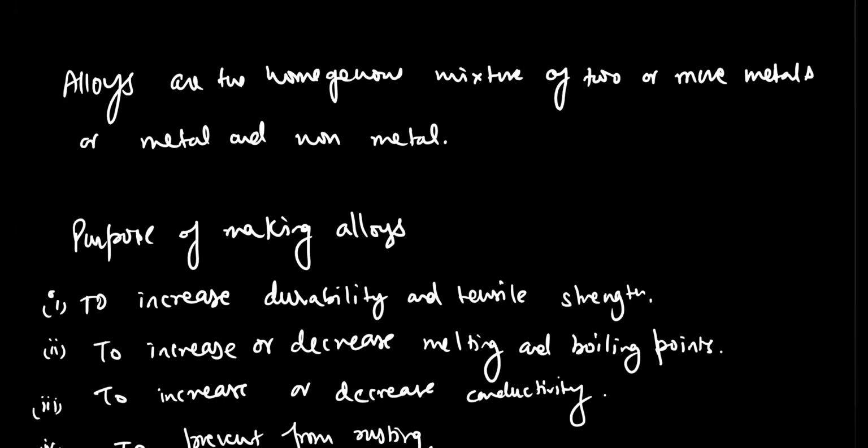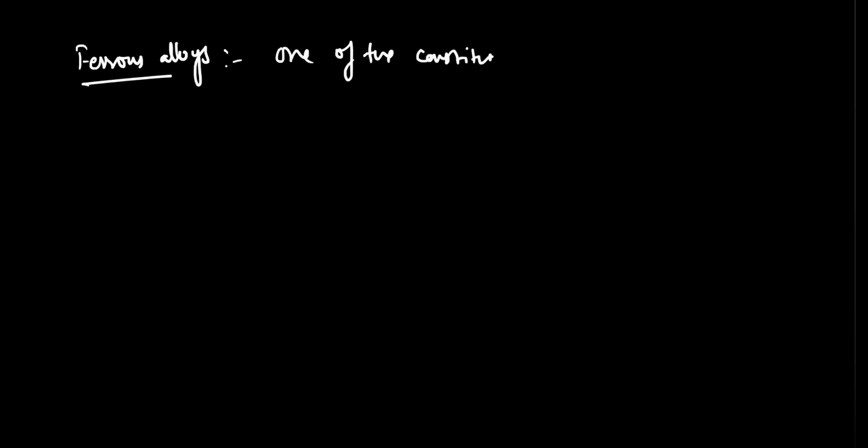One more thing: if I'm talking about ferrous alloys, what are ferrous alloys? Ferrous alloys are those alloys in which one of the constituents is iron. For example, stainless steel, normal steel. One of the constituents should be iron.